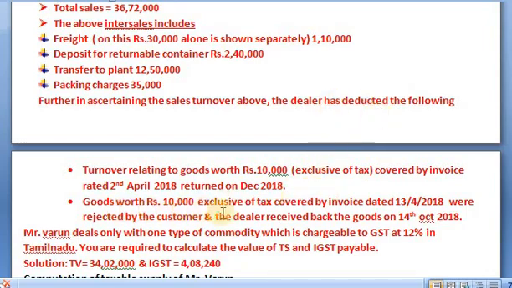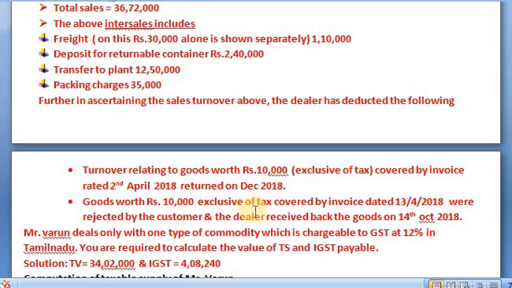Next, goods worth rupees 10,000 exclusive of tax, covered by invoice dated 13/4/2018, were rejected by the customer and the dealer received back the goods on 14th October. See, it is actually rejected. Please be very clear. Returned and rejected, you have to be very clear. Reject means the customer has not accepted the product, does not want it, so we have to give back the amount. But returned means, based on terms and conditions, we return only that much amount, right? Reject means the product itself is not wanted, the order itself is not wanted, so whatever he rejected, we have to pay him that much.